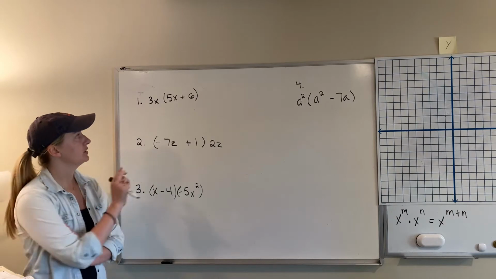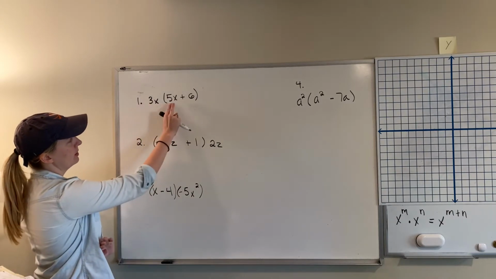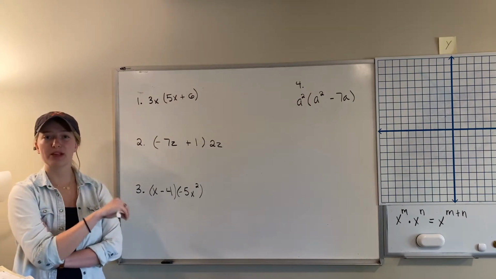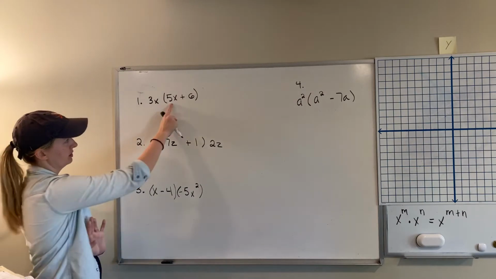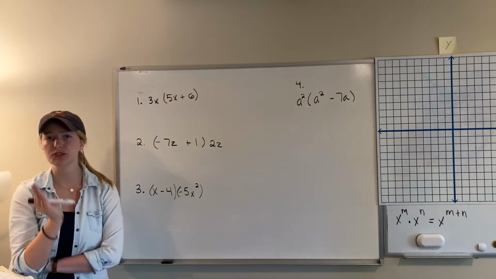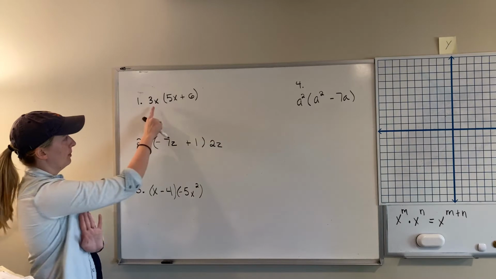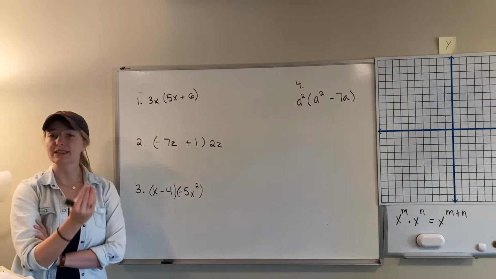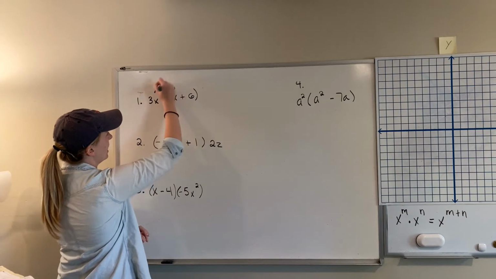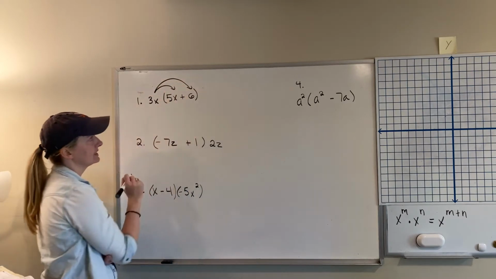So what do you have to do when you're multiplying a monomial by a binomial? Remember, monomial is just one term. Binomial is an expression made up of two terms. Term 1, term 2. So what do you do when you multiply a monomial by a binomial? You just apply the distributive property, and you multiply the number on the outside by every number on the inside.